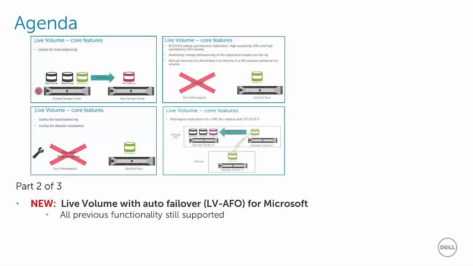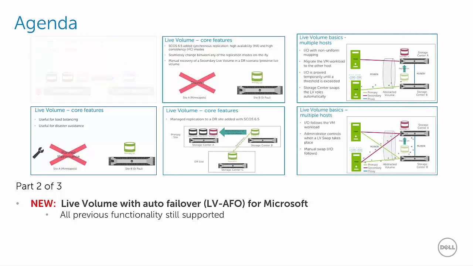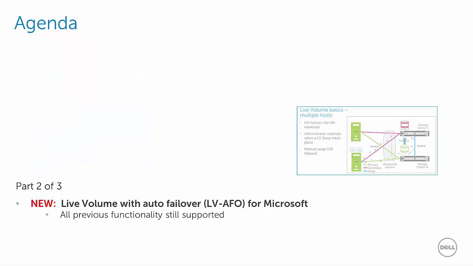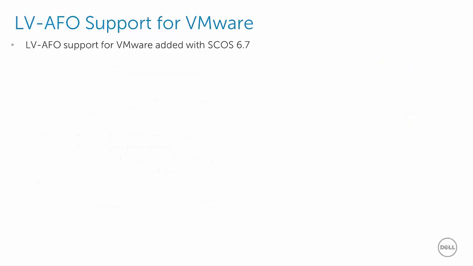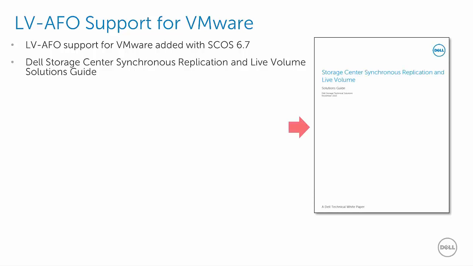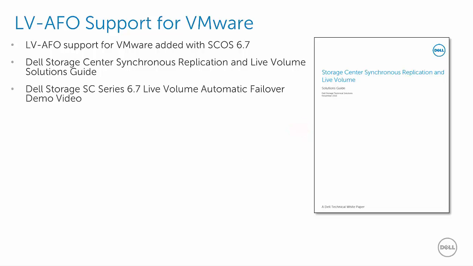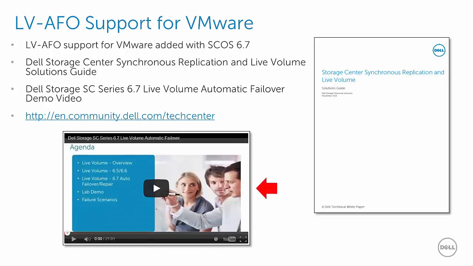It is important to point out that as we talk about this latest Live Volume feature enhancement, all of the previous Live Volume functionality is still fully supported and available to administrators. As was stated previously, Auto Failover was introduced with SCOS 6.7, but was compatible at that time with VMware environments only. To learn more about Live Volume with Auto Failover for VMware, please visit Dell Tech Center and review the Live Volume Solutions Guide mentioned previously, along with a demo video showing how this works with VMware.